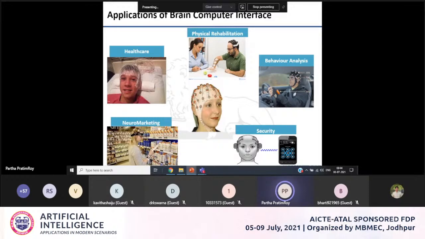So this EEG is being used for different purposes, not only healthcare but also beyond healthcare. If you see this in disease diagnosis, I just give you a slide. I'll discuss all in detail. For example, epileptic seizure prediction. This is also one kind of neurological disease that occurs in the brain.